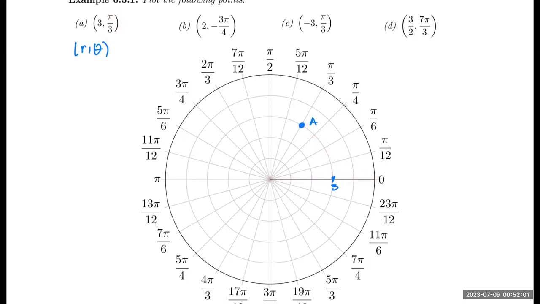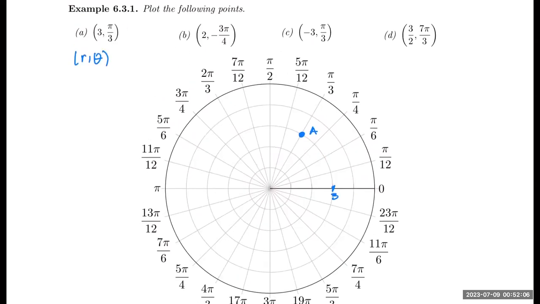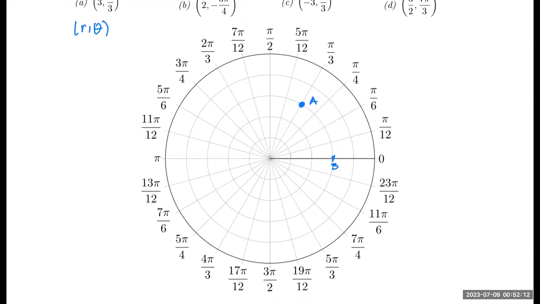We do the same thing for B, where we have (2, negative 3 pi divided by 4). But whenever we have a negative angle, we go in a clockwise direction. So we're starting at 2, and we're going to go 3 pi divided by 4 in a clockwise direction, which is, oh, we went a bit over, which is until here. So here's 2, and here is 3 pi divided by 4, this point here. So that's point B.